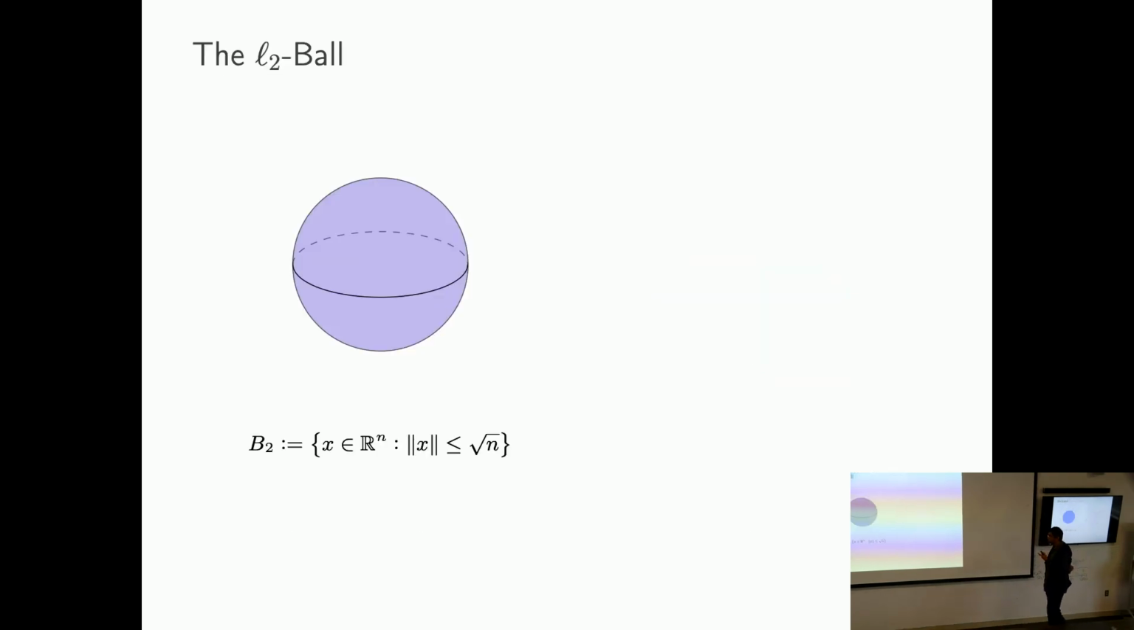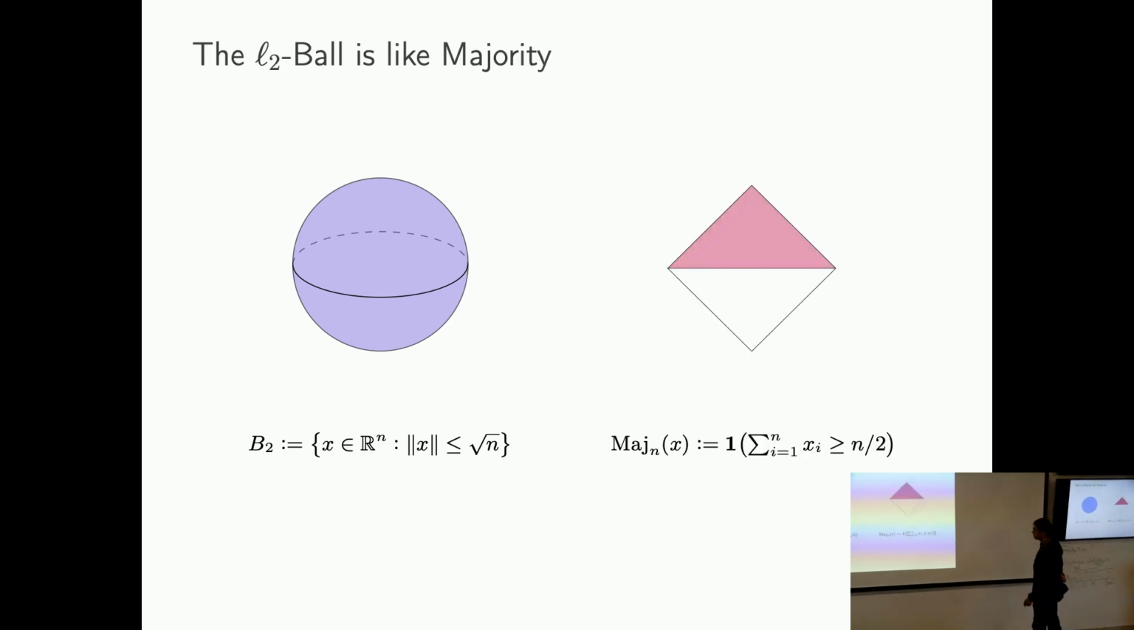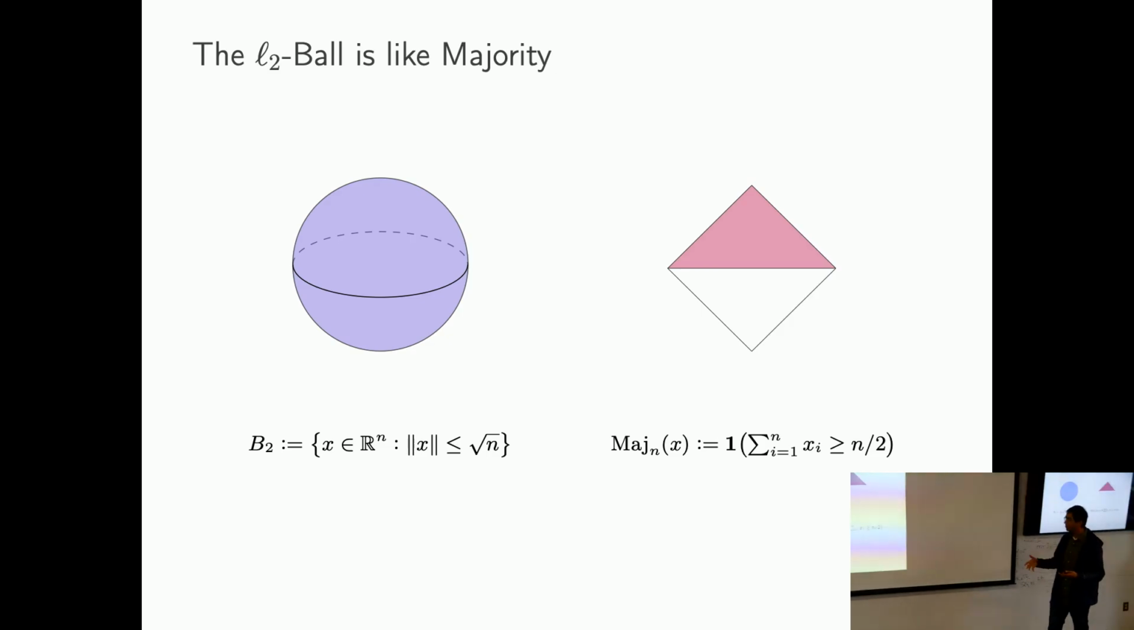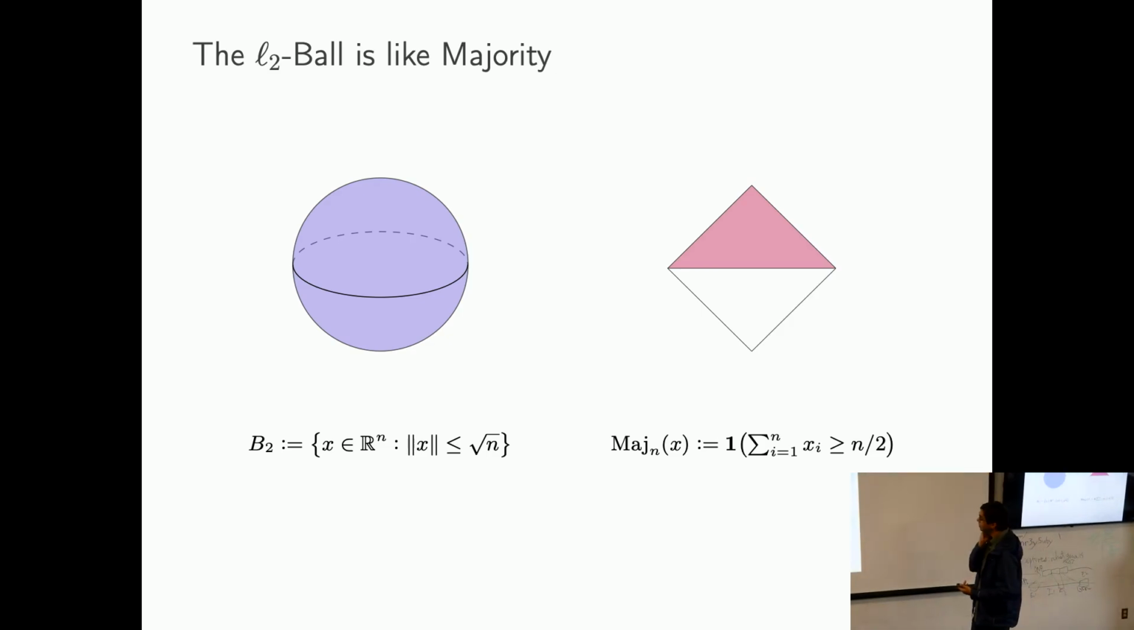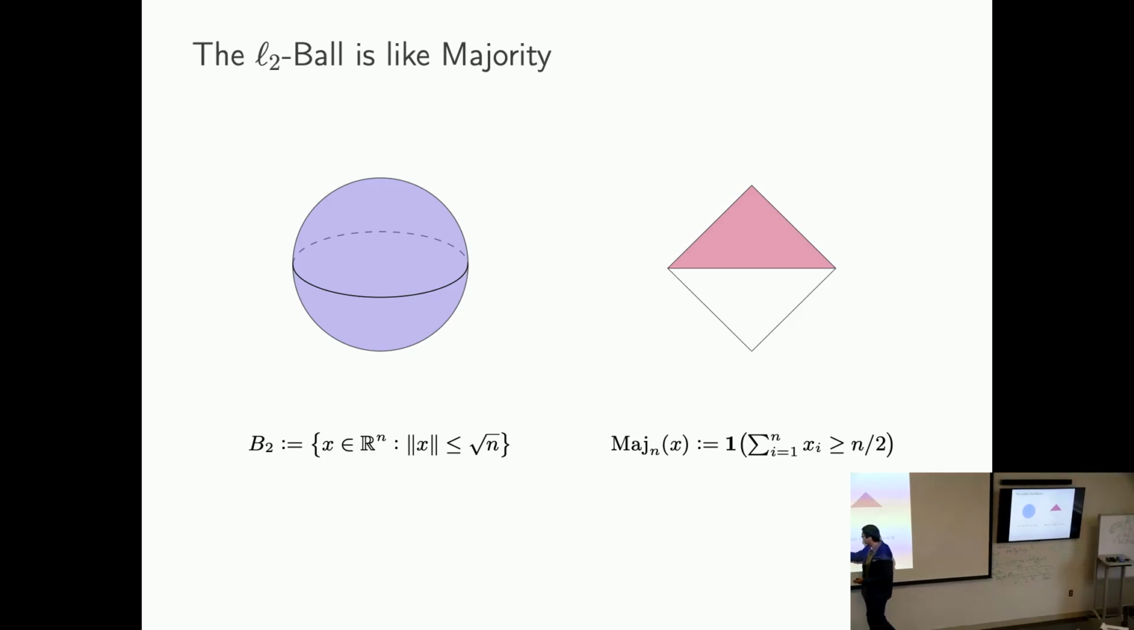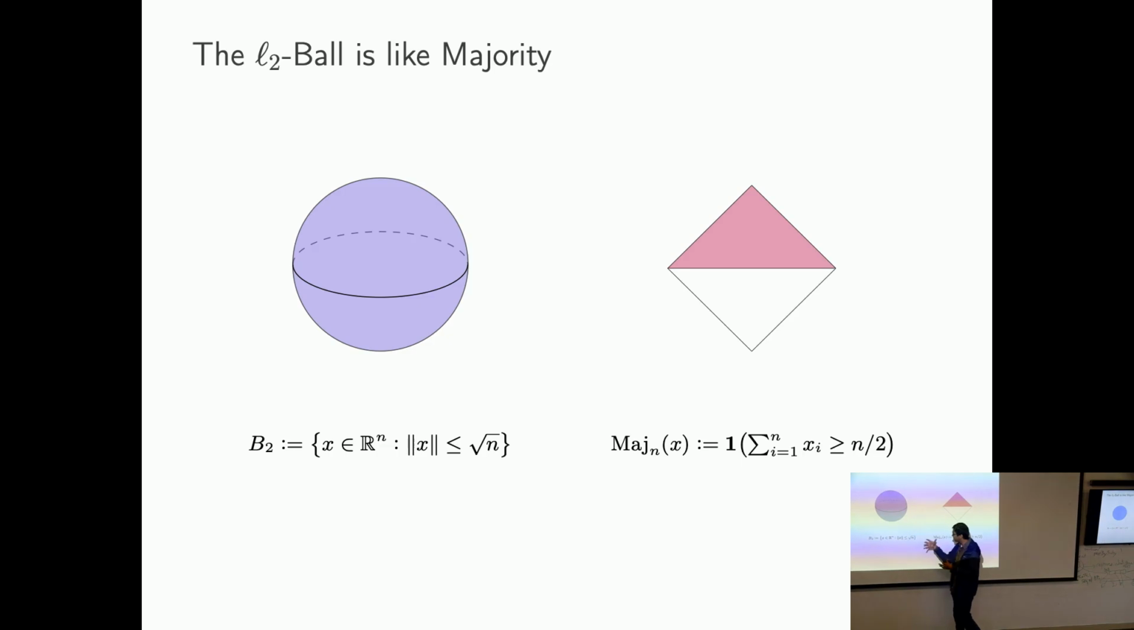Another natural set that we've been thinking about is the L2 ball. And the analog of the L2 ball turns out to be the majority function. So you take in n bits and you output the most popular bit. And one way to think about it is as follows: over Gaussian space, this set has Gaussian measure exactly 1/2. You could think of the L2 ball as the inner half of Gaussian space, and you could think of majority as the top half of the Boolean hypercube. But if that seems hazy, that's OK.